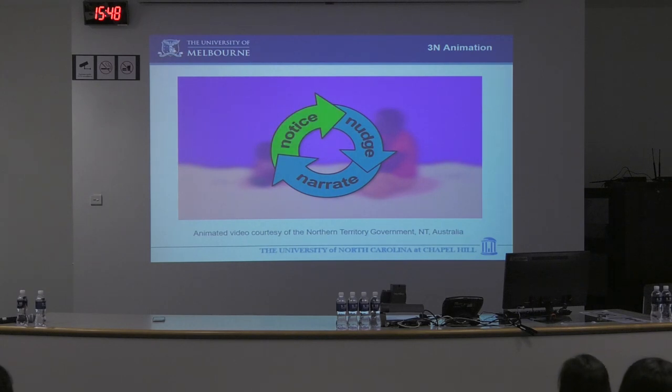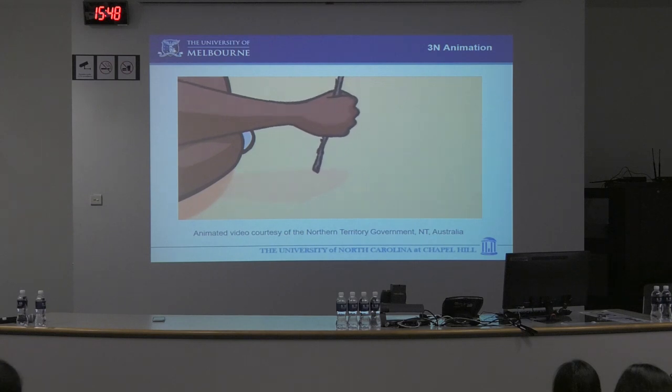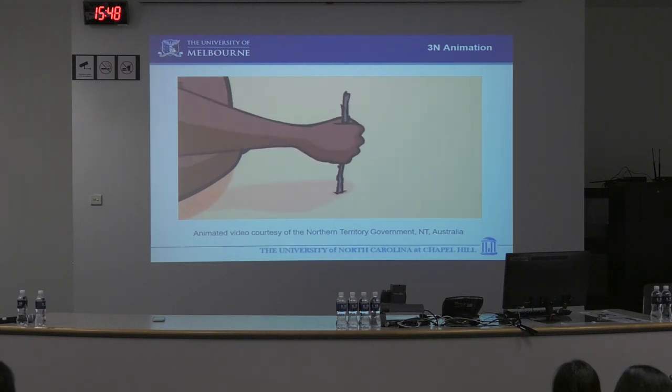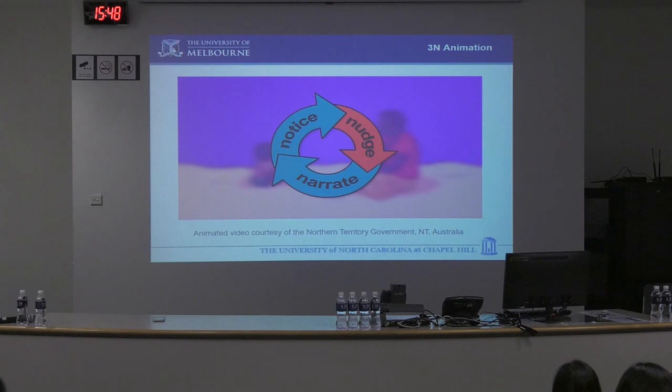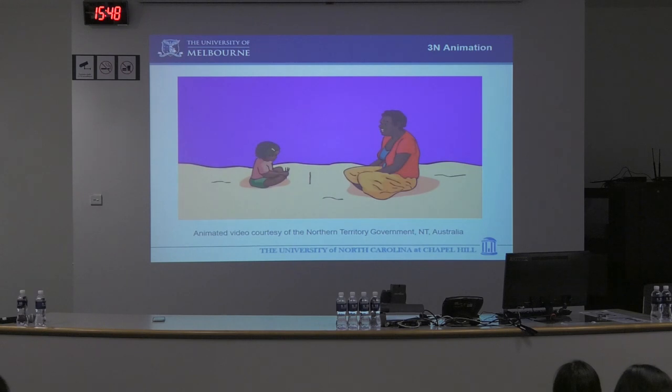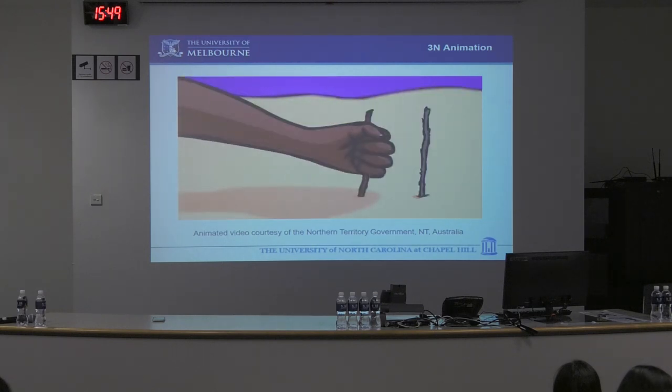When you use notice, you're letting your child know that you're paying attention and you're interested in what she's doing. I'm watching you put that stick in the sand. When you use nudge, you're making a suggestion that might add something to what she's already doing. What would happen if you put more sticks next to that one? More sticks?